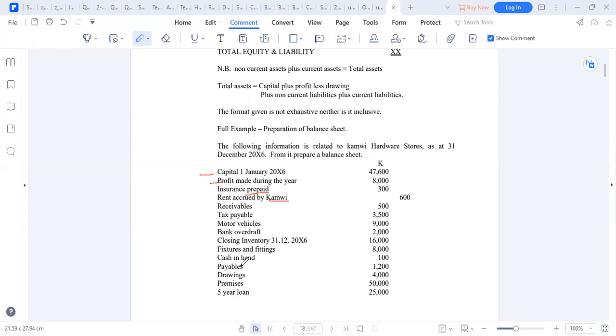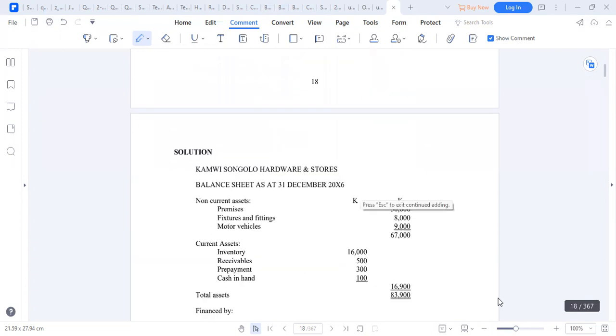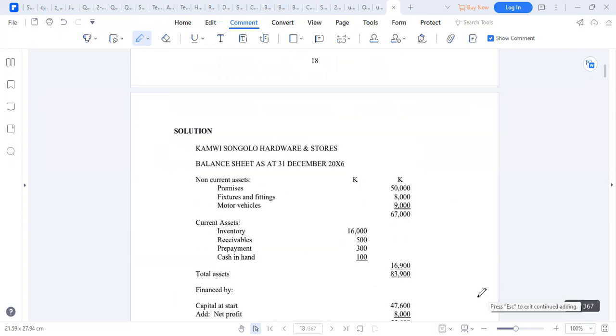Payables, these are creditors. Drawings, we're going to deduct them from our net profit. And premises, these are what? Fixed assets. A 5-year loan is a non-current liability, so we can transfer this in this format. So it's important you know.